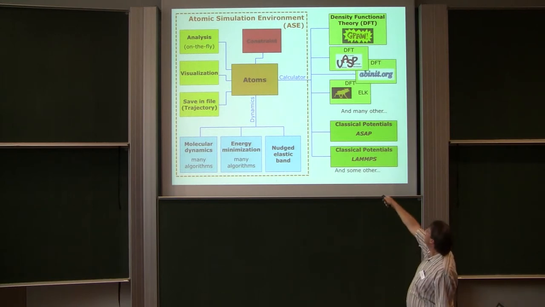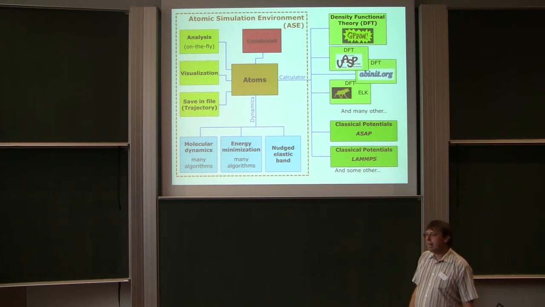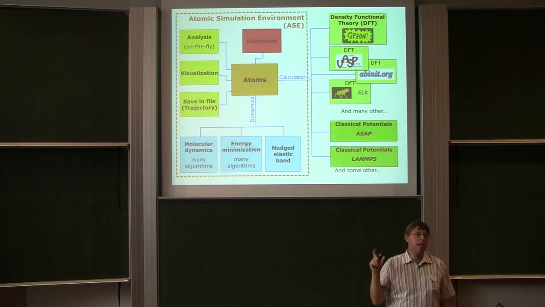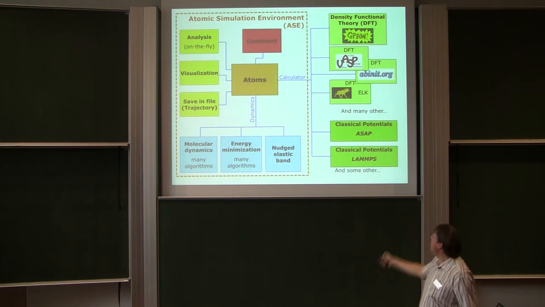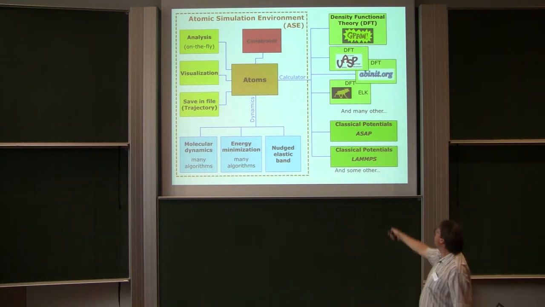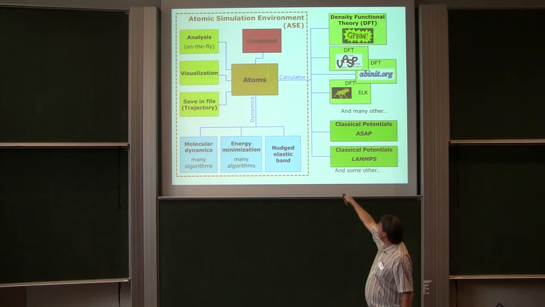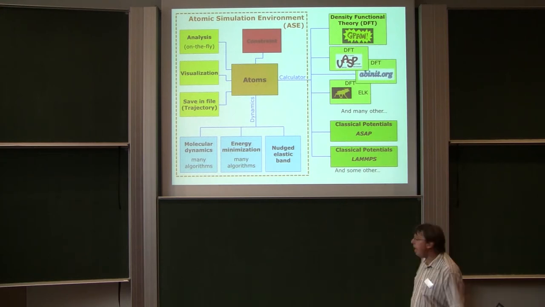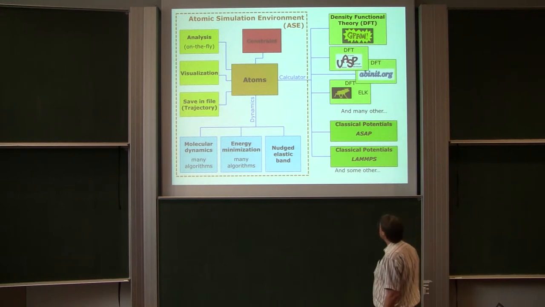You can also add constraints to your atoms. So a constraint may be that some of the atoms are not allowed to move, or that a given bond length has to be fixed. And then when the dynamics tries to move the atoms, the constraint will enforce itself, and it will also modify the forces so that the dynamics does not break the constraint.